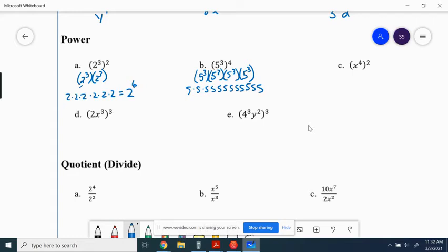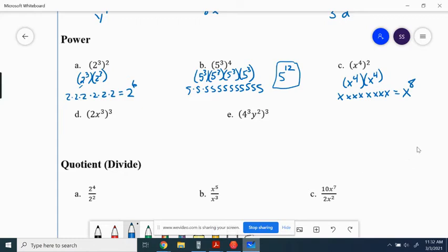Okay, so how many is that going to be? 3, 6, 9, 12. I think that's right. So this is really 5 to the 12th power. All right, I know that was a lot, but that's what it is. All right, C, this is x to the fourth squared. So this is x to the fourth times x to the fourth, which is really x times x times x times x times x times x times x times x. So this is equal to x to the eighth power.